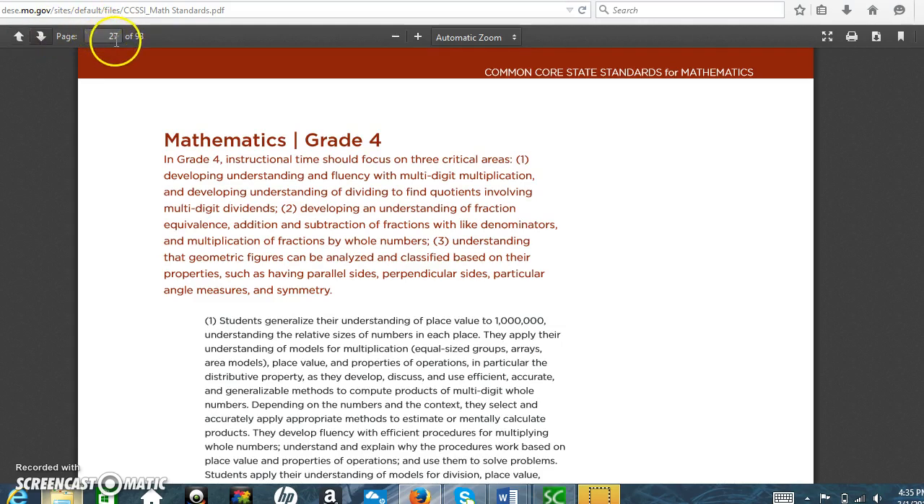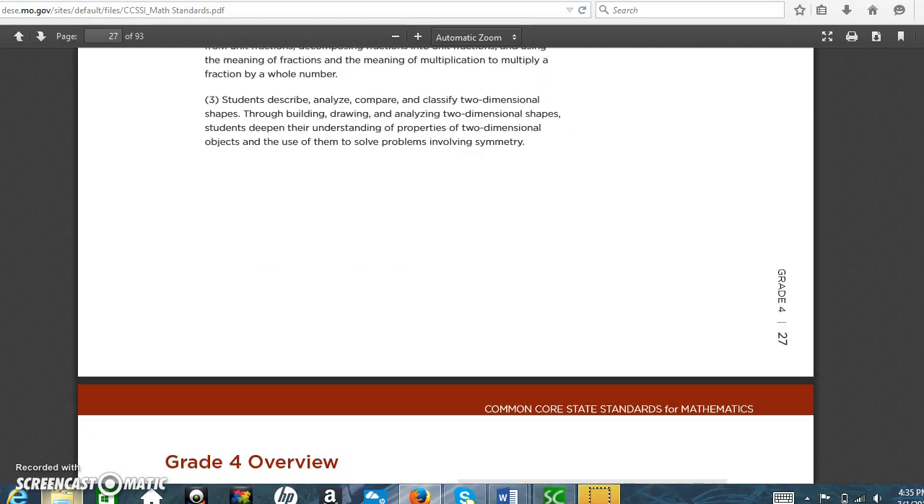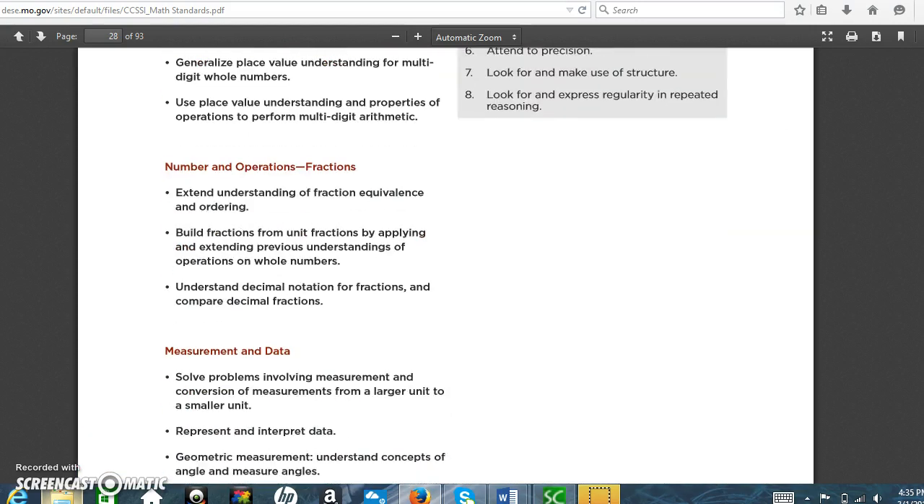Okay, so you'll notice we're here on page 27. These are our mathematics standards for grade 4. The first page gives us a breakdown of what instructional time should look like in a 4th grade classroom. Should be developing understanding and fluency, developing understanding of fractions, understanding the geometric figures. Then it goes on to be more specific about each of those details here. We scroll on down to the next page, gives us a little bit more information, and here's our overview.